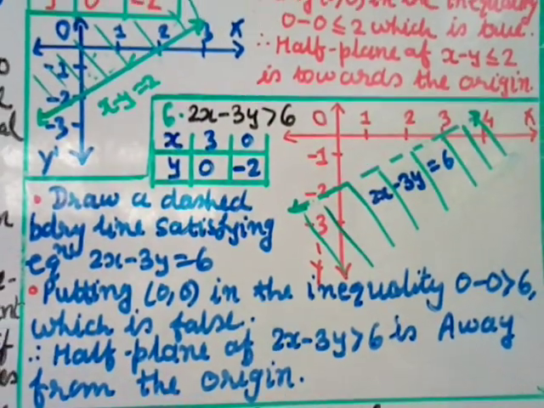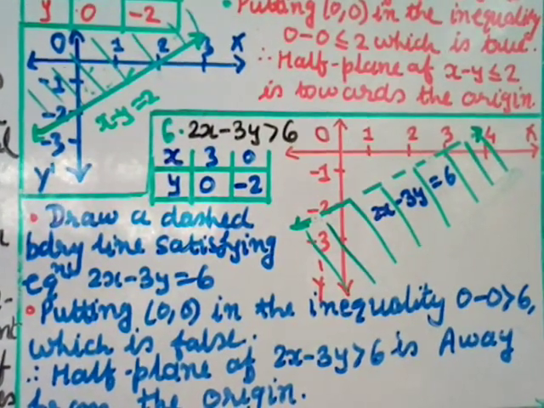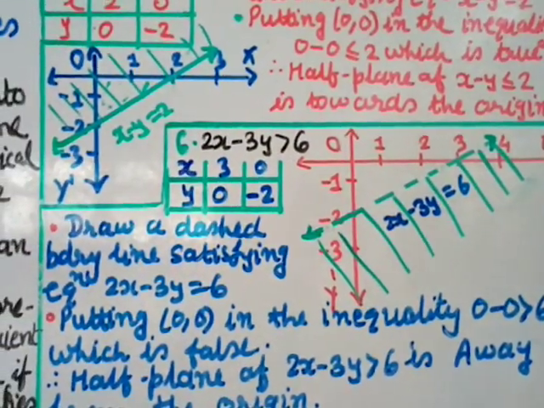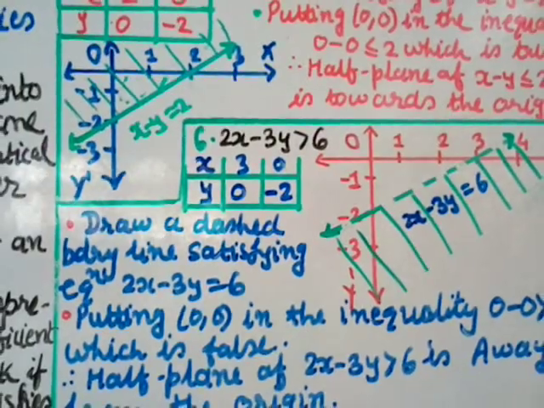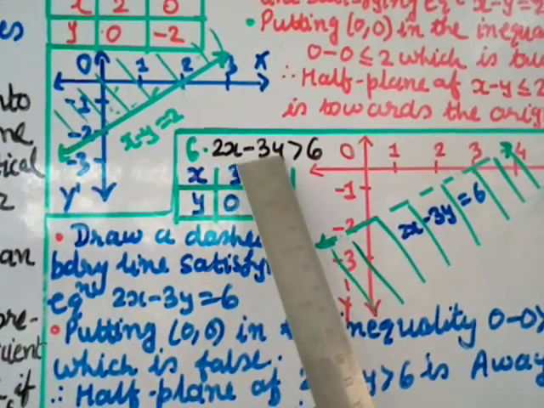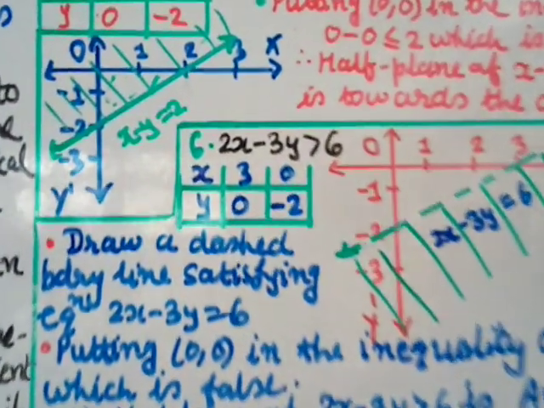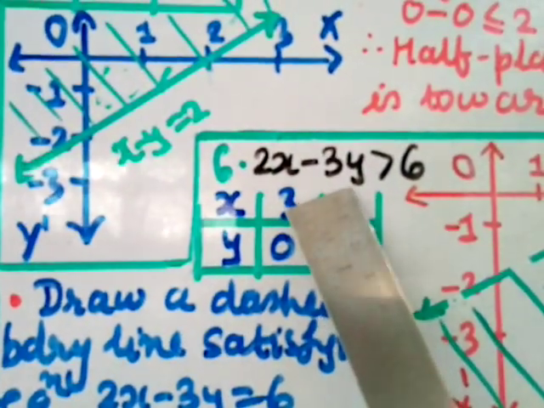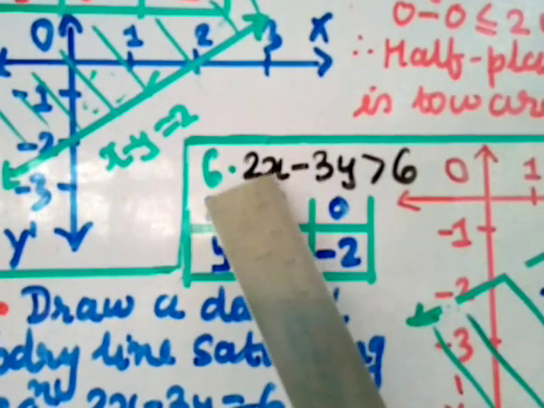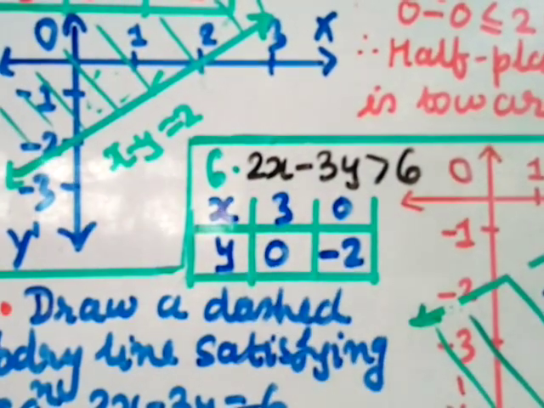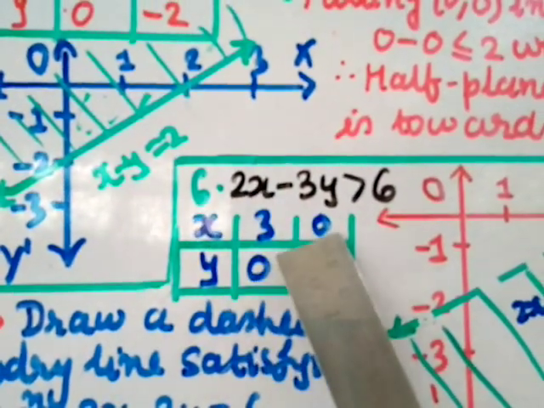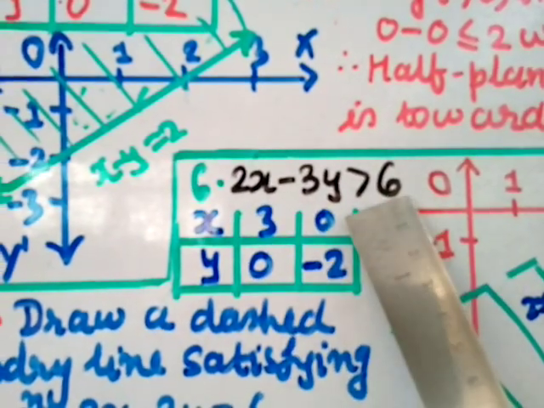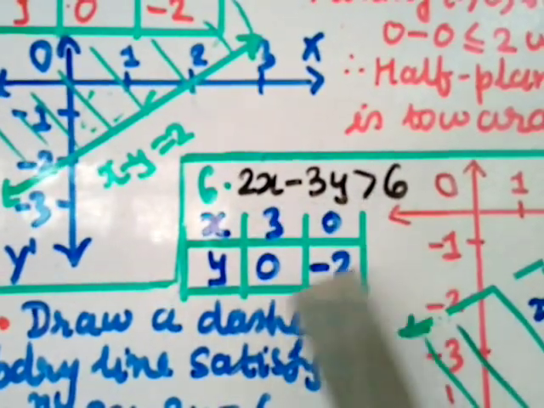Question number 6, 2x minus 3y greater than 6. Here it is strictly greater than, so you will draw a dashed line, not a solid line. For this, first you consider 2x minus 3y equal to 6 and take 2 points. First let us put y equal to 0. So you get 2x equal to 6. Cut by 2, so you get x value as 3. Next you take x equal to 0, that means minus 3y equal to 6. Divide by minus 3, so you get y value as minus 2.